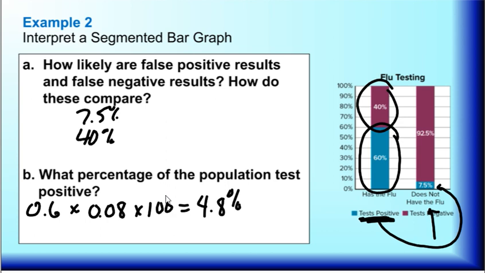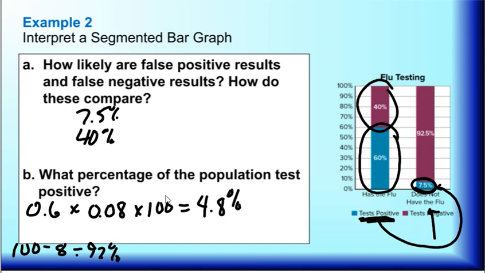But there's also another group here. This group right here also tested positive. They just don't have the flu. So to find that percent, we're going to have to find out what percent of the population did not have the flu. So if 8% had the flu, that leaves us with 92%. So you just take your 100 minus the 8%. That gives us your 92%.